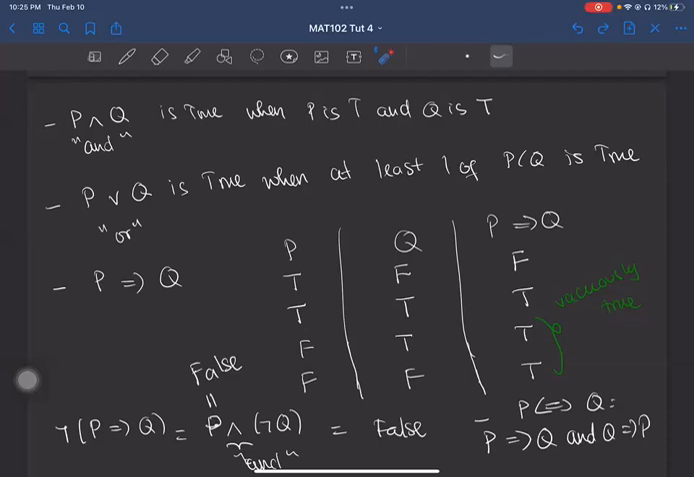Next thing is the logic P if Q and Q if P. This is called if and only if. It just means P implies Q and Q implies P. So this one is true if and only if both of them are true. And both of them are true when P and Q are both true or both false. You can try drawing the truth table for this and you will see.